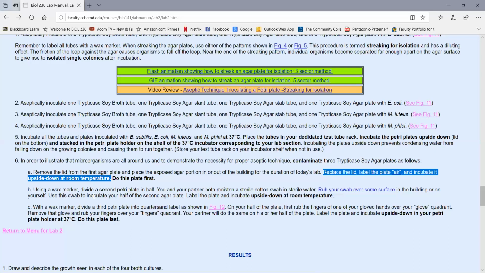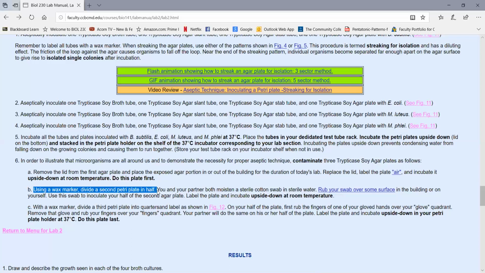And again, we always incubate our plates upside down, as we learned when we did part of our safety training. The second contamination plate you can do later in the lab. Take a wax marker and divide a second contamination plate in half, a sterile plate. You and your partner each get a swab and moisten it in sterile water, and then rub some surface somewhere. And using that swab, streak that all over your half of the second agar plate.